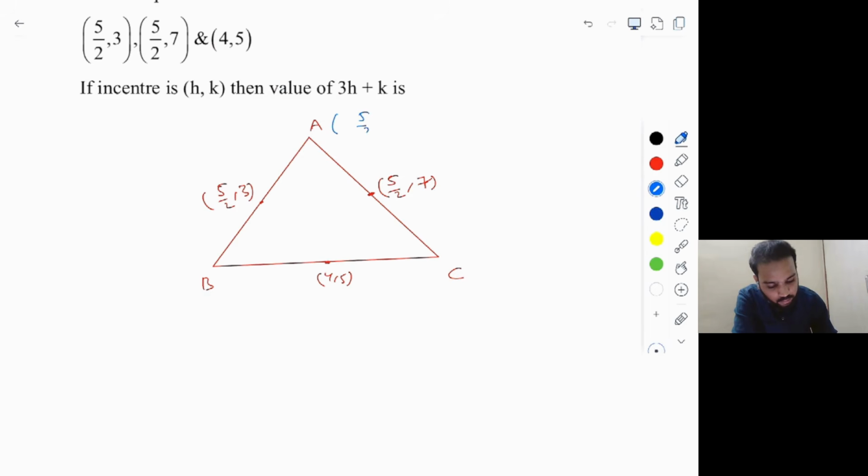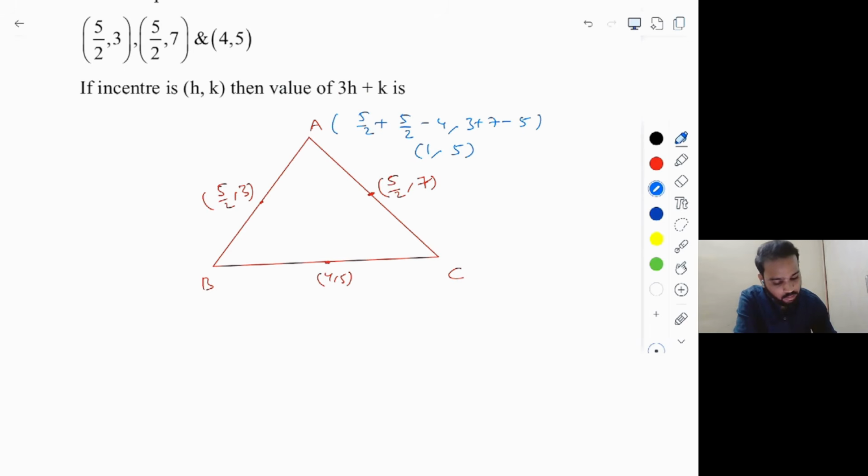Vertex A, I'm going to write 5 by 2 plus 5 by 2, but I'll subtract the opposite one. Similarly, 3 plus 7 minus the opposite one, 5, which gives you 5 minus 4, which is 1, comma, 10 minus 5, which is 5. So one vertex is there.